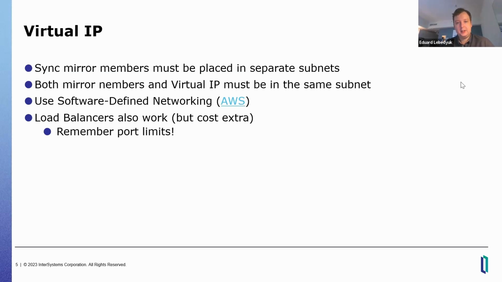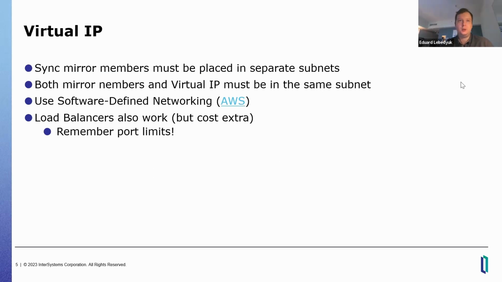So it makes sense that you want to place mirror members in a different availability zone, so in different subnets. Why? Because it gives you redundancy for AZ failure, right? If both mirror members are in the same subnet, in the same availability zone, you are only protected against Iris failure. If Iris shuts down for some case, yeah, the failure happens and it works fine.